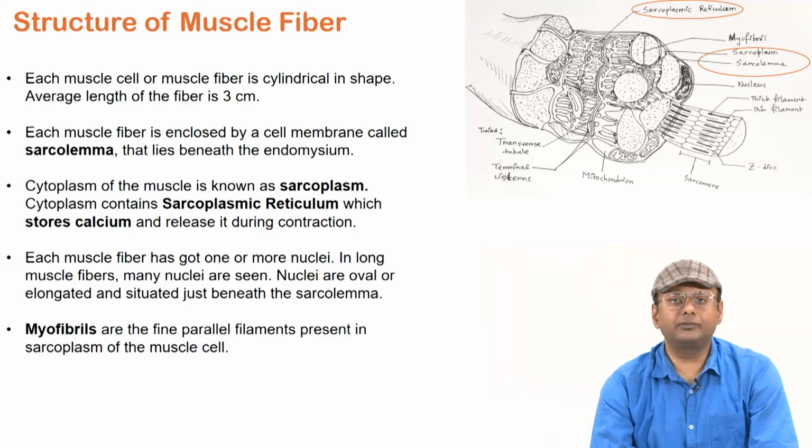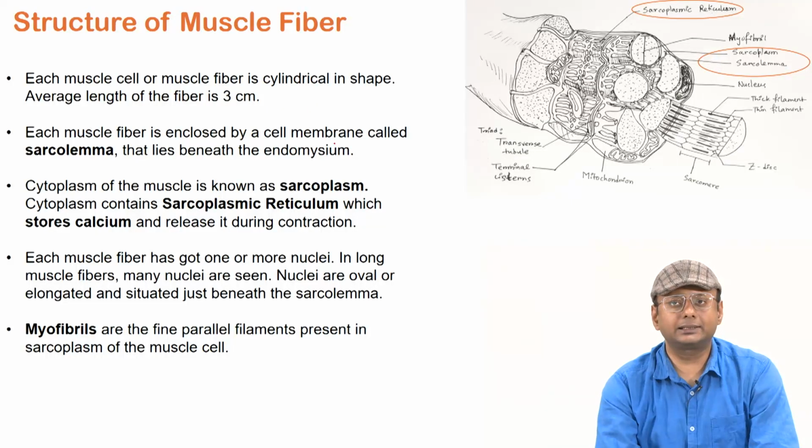And now inside that myofibril or the muscle fiber, each muscle cell is basically cylindrical in shape, and the average length of the fiber is about 3 centimeters. Next, each muscle fiber is enclosed by a cell membrane called the sarcolemma, and this sarcolemma is just above the endomysium.